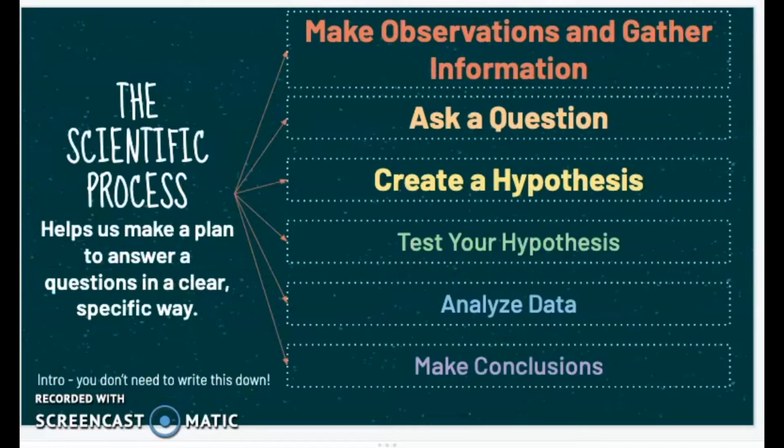This is a process. You don't need to write this down. When we think about the scientific process, it helps us make a plan to answer a question in a clear and specific way. So we make observations, we figure out our information, we ask a question, we create a hypothesis, then we test that hypothesis, analyze what we found out, and make a conclusion.